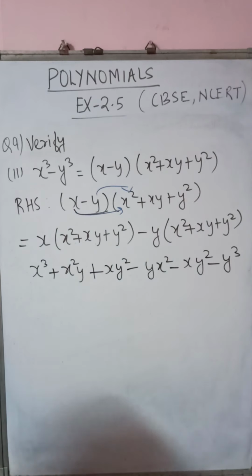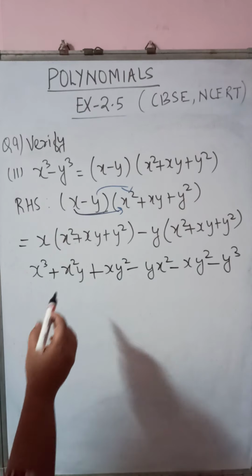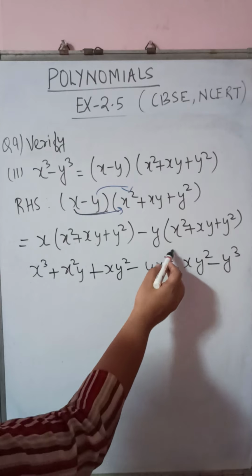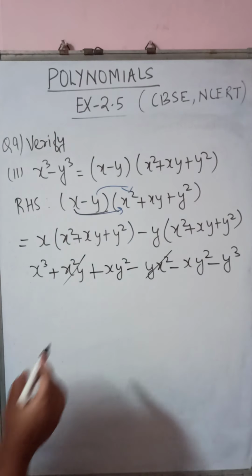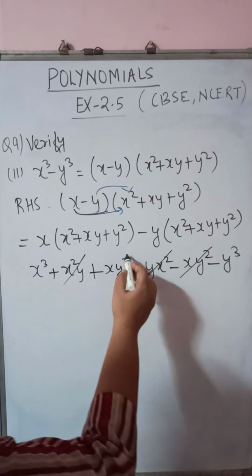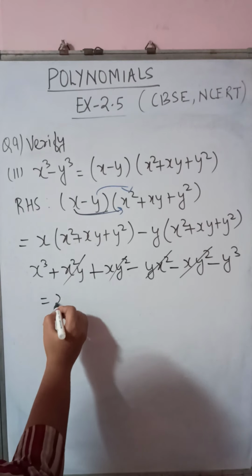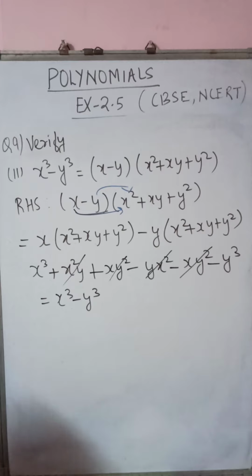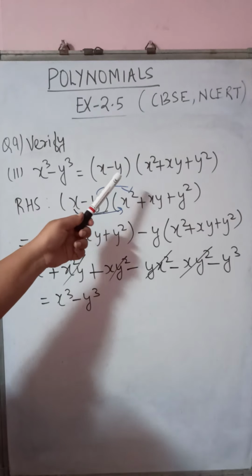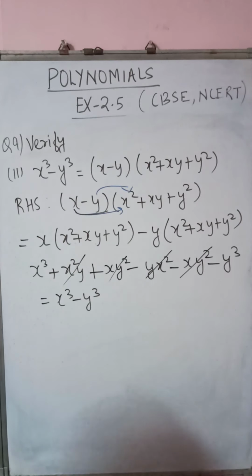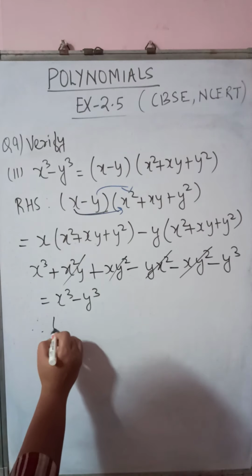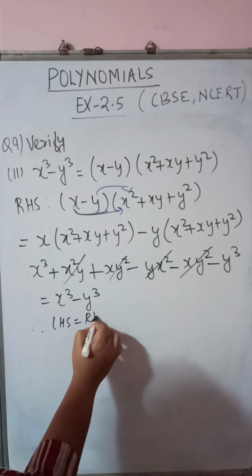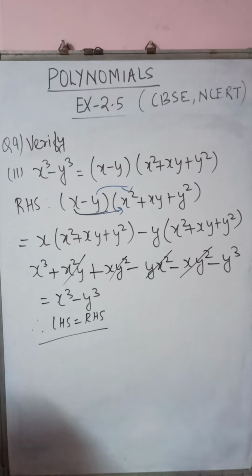Can we cancel the same term with the opposite sign? Plus x square y minus x square y, cancel. Plus xy square minus xy square, cancelled. So what is remaining? x cube minus y cube. So this is the answer, and this is actually the identity. What you should know: x cube minus y cube is (x minus y) into (x square plus xy plus y square). Therefore LHS is equal to RHS. Okay, so done.